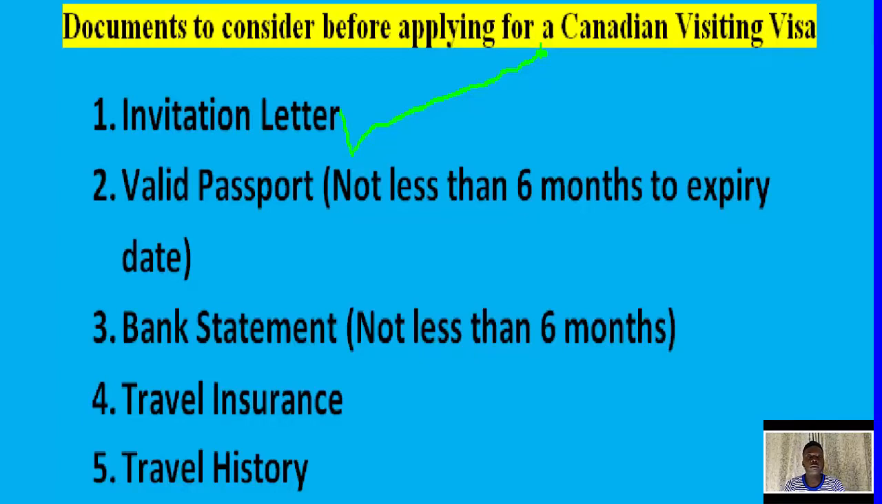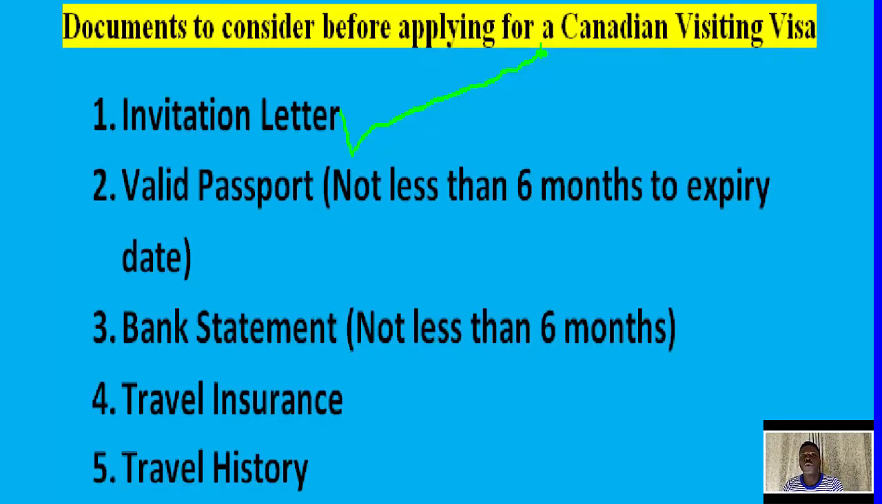The first thing that you need to have is an invitation letter. An invitation letter is that communication to you, either from an institution, or individual, or some groups inviting you to Canada for a particular program or for some event. So, with this, you will need to show to the immigration that you have a business in Canada. So, an invitation letter is number one.